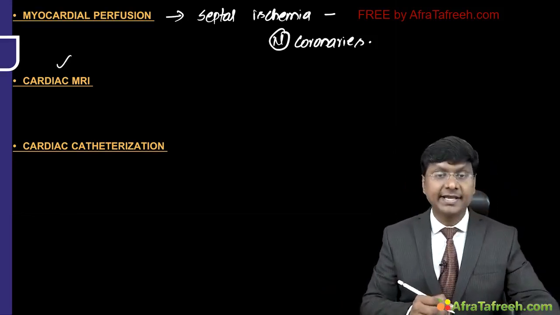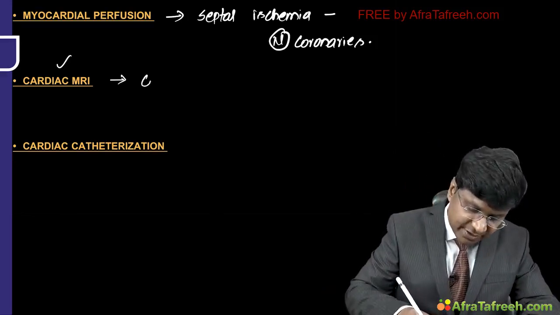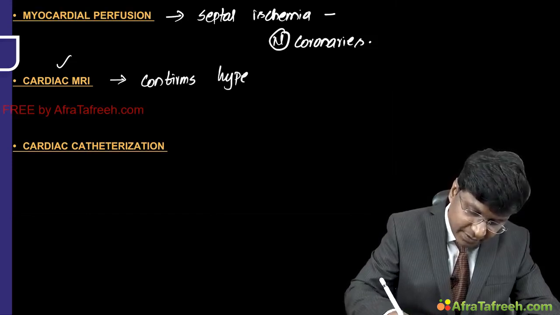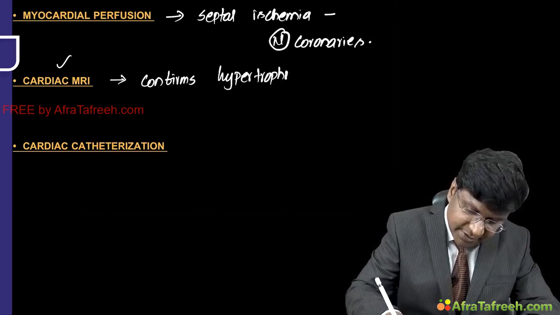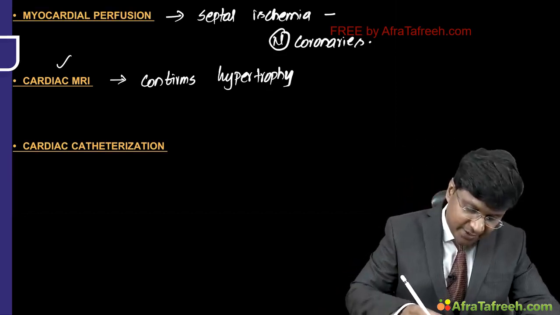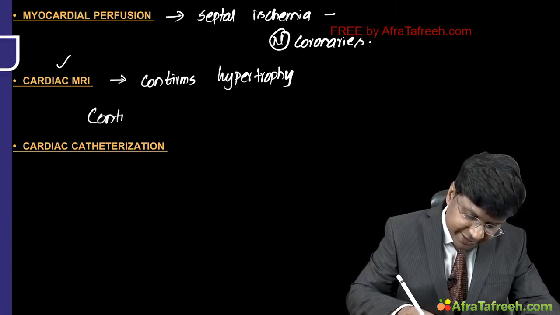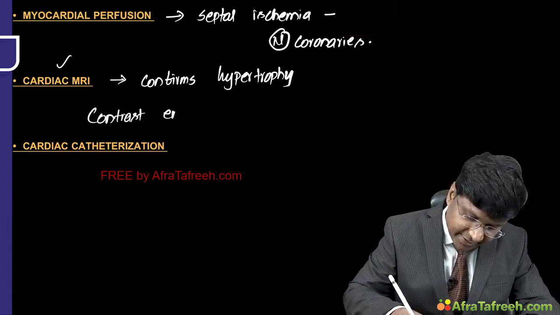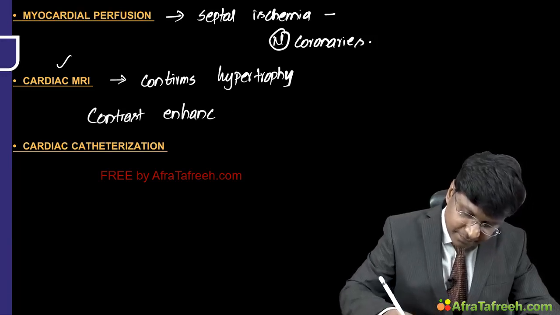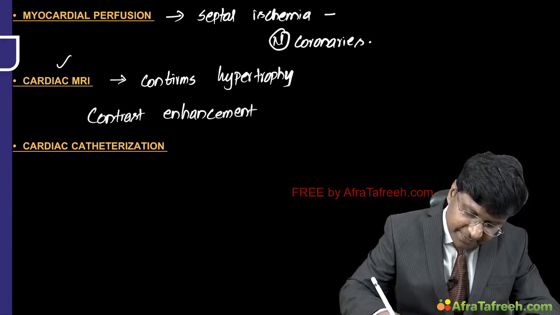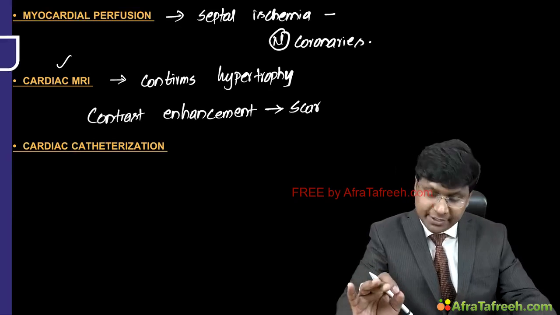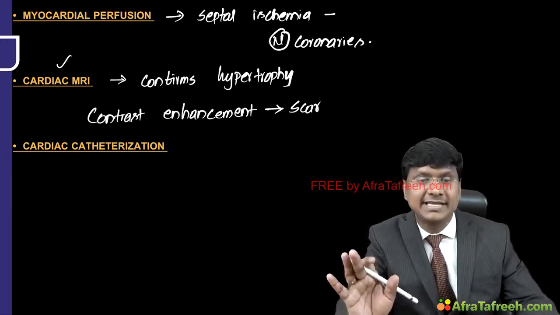The next thing is the cardiac MRI. The cardiac MRI is the one which confirms the cardiac hypertrophy, either the septal hypertrophy or the apical hypertrophy. And when you do a contrast enhancement within the MRI, you will be able to pick up if there is any presence of scar. If there is any evidence of scar, you will be able to make out by contrast enhancement.